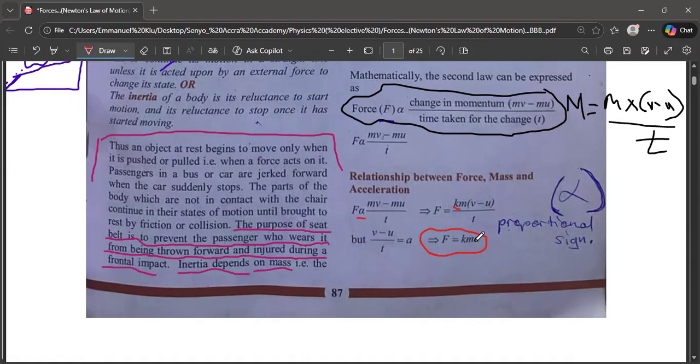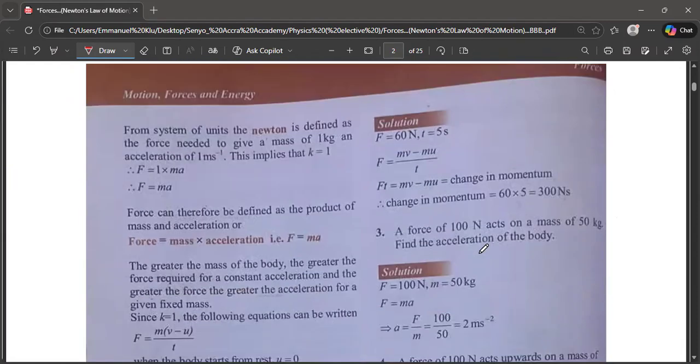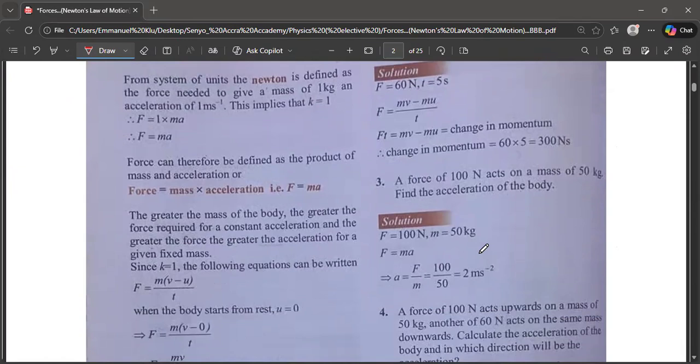Force is equal to K times ma. Okay. Force is equal to the constant times the what? Mass times acceleration. All right. So let's look at this page.